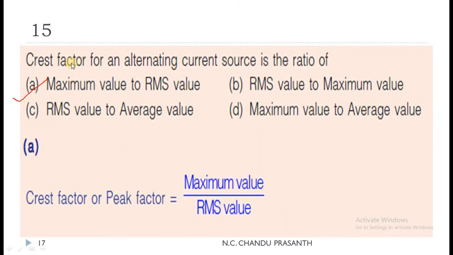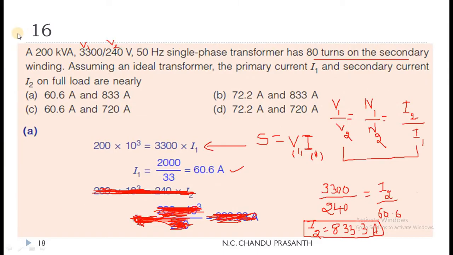And 15th one. Crest factor of an alternating current AC source is the ratio of maximum value to RMS value, RMS value to maximum value, RMS value to average value, or maximum value to average value. Crest factor is also called peak factor. Remember, crest factor is also called peak factor. That is, peak factor equals maximum value by RMS value. So option A is the correct one.